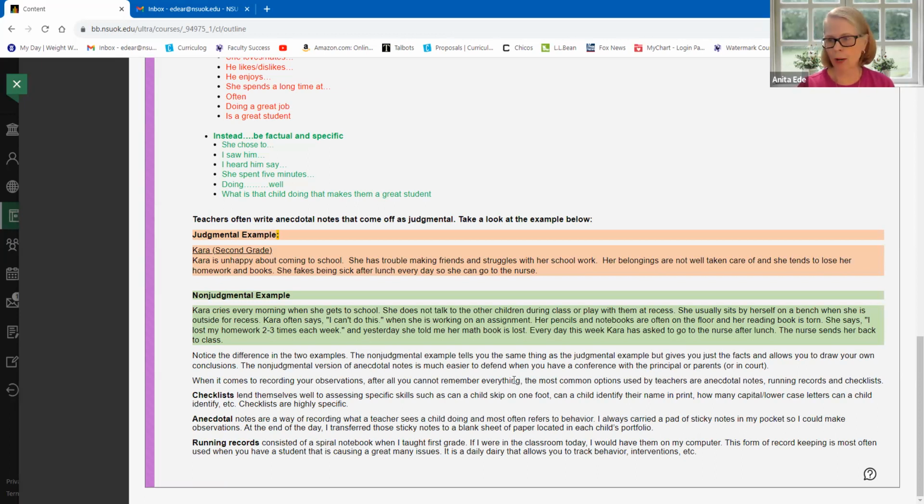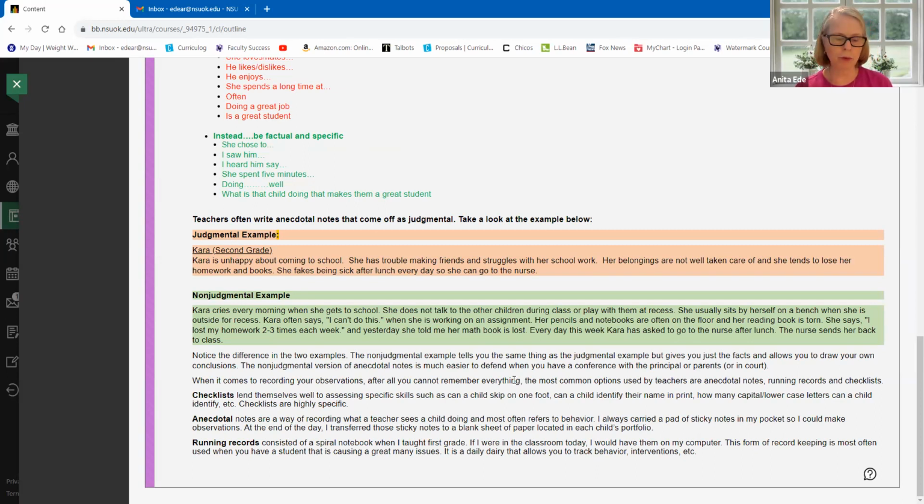If I was to rewrite this example, I would say Kara cries every morning when she gets to school. That lets the reader come to their own conclusion. Well, she must be unhappy. She does not talk to the other children during class or play with them at recess. Again, if I was the reader of that note, I would think, oh, she really has trouble making friends. Instead of saying that in the note, tell the reader what's happening.